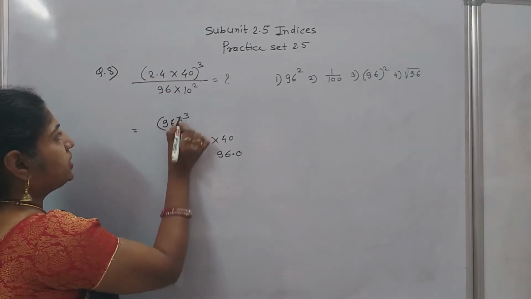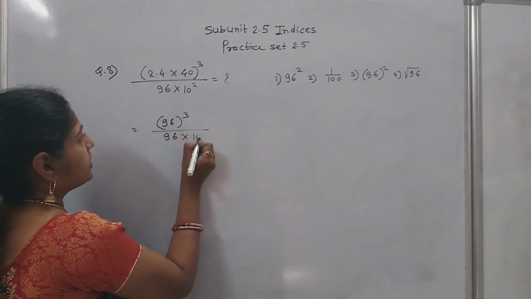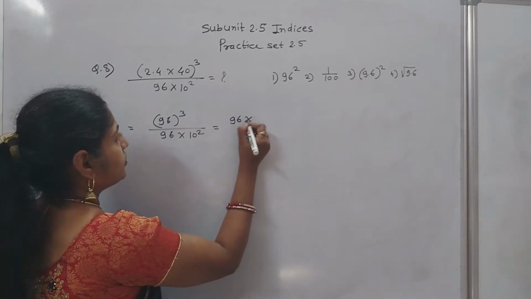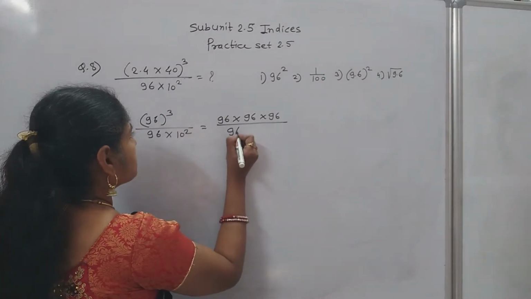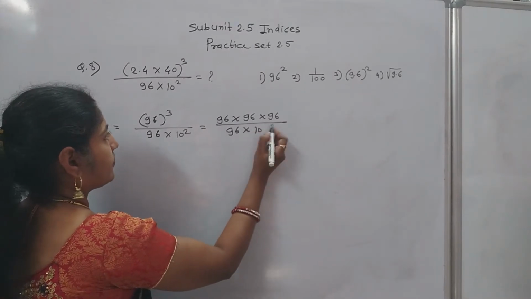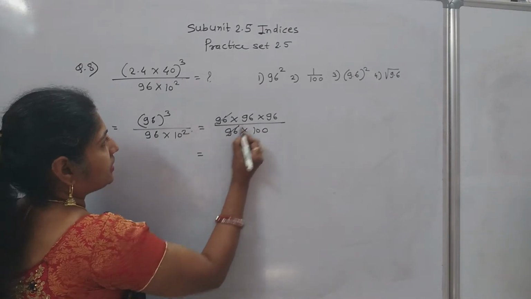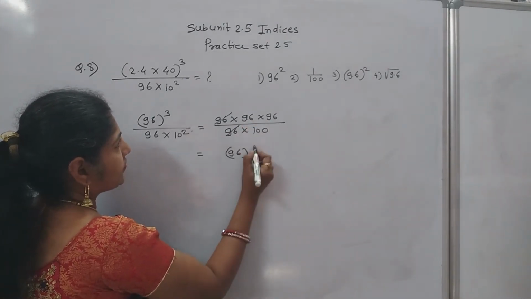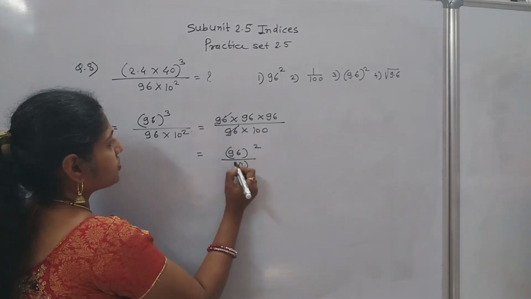96 raised to 3 upon 96 into 10 raised to 2. 96 raised to 3 means 96 into 96 into 96 upon 96 into 10 raised to 2. 10 square, that is 100. Cut 96. 96 into 96, 96 square upon 100. That is 10 square.